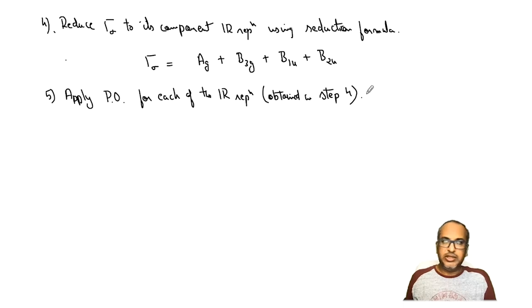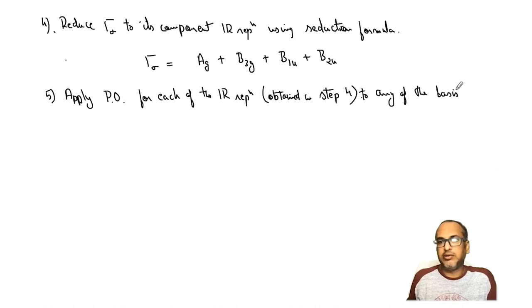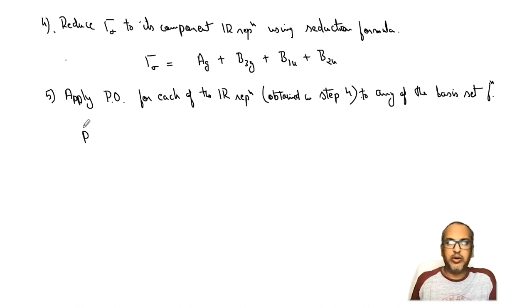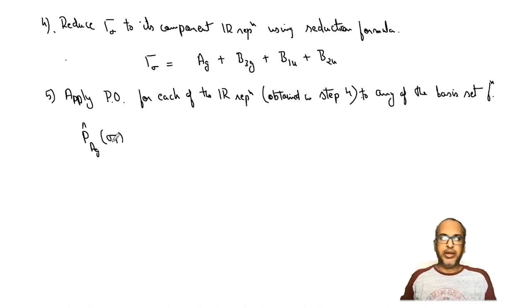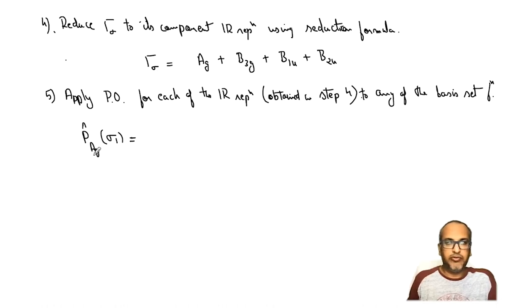Okay, so apply each of the representations to any of the basis set functions. So what do I mean? Let's say I want to find the linear combination of the basis which has symmetry Ag. I will apply the projection operator corresponding to Ag onto sigma 1. Okay, you can choose any of these basis functions. They will all give the same result. So it does not matter if you start with sigma 1 or sigma 2 or sigma 3 or sigma 4. Okay, so now what do I have here? Remember that the formula is l by h. So l is the dimension of this representation, which is 1, and h is 8 here. That's the order of the group.